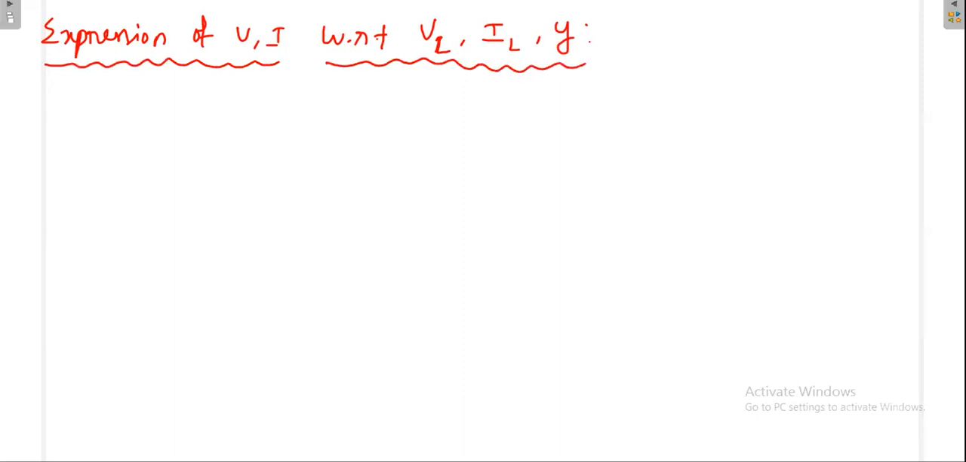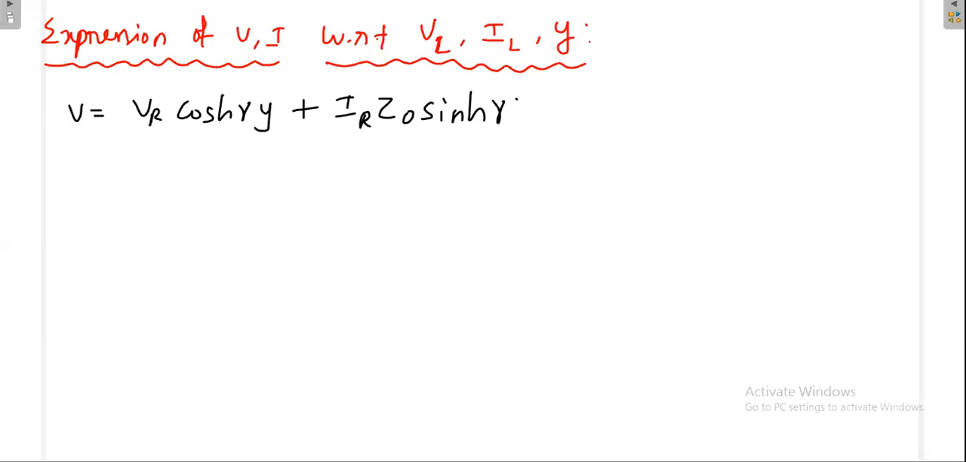Now what is V? V is equal to VR cosh gamma y, plus IR Z naught sinh gamma y. Instead of VR, I will put VL.